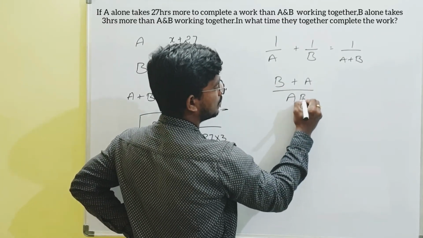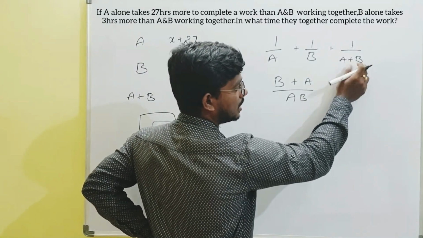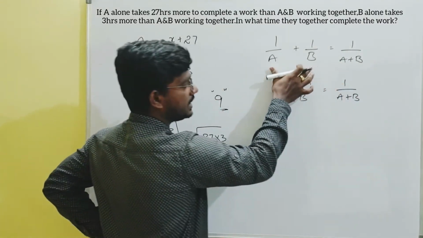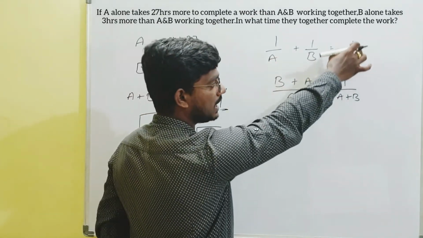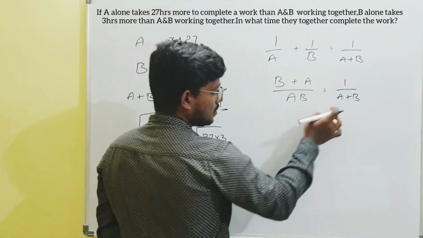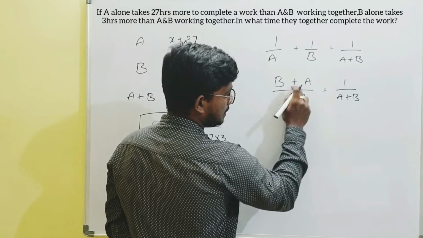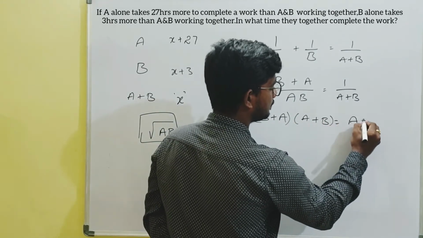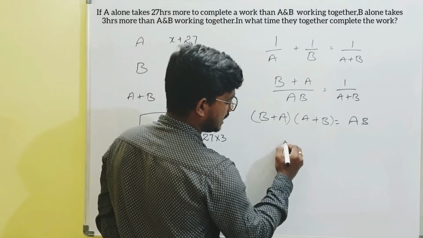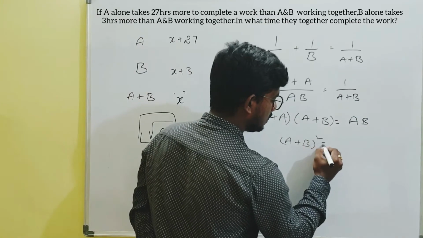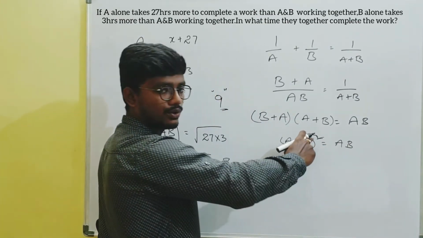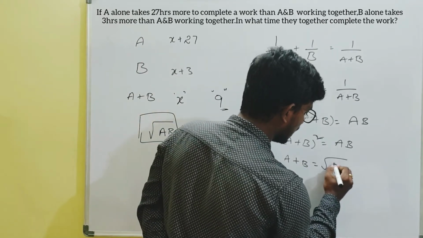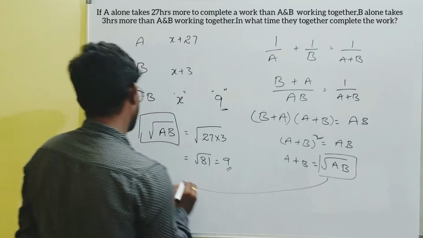Here 1 by (A plus B) is the work of both the persons working together, so that is equal to (B plus A) by AB. These are the individual works done by A and B, and this is the total entire work done by A plus B working together. Taking to the left hand side, I get (B plus A) into (A plus B) is equal to AB. Here (A plus B) into (A plus B) is nothing but (A plus B) square, that is equal to AB. Taking square to the right hand side, I get square root. So A plus B is equal to root AB. From here I got this root AB.